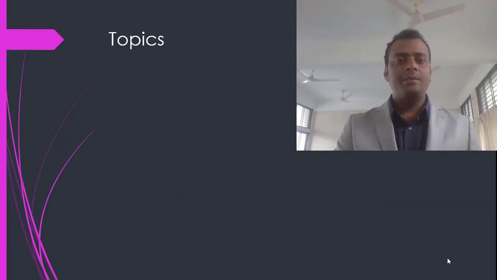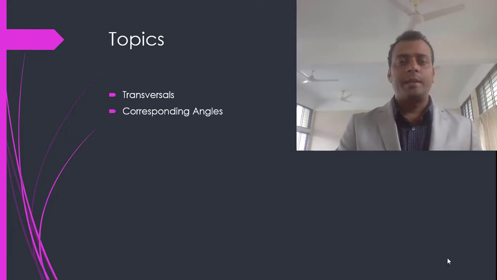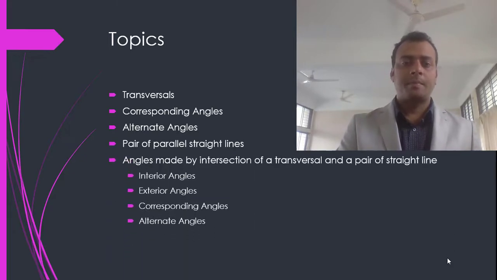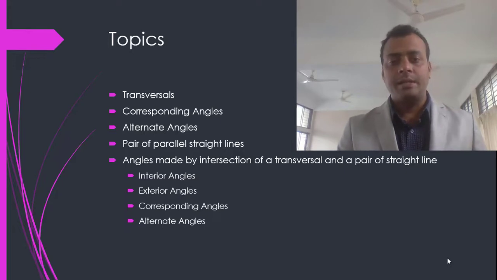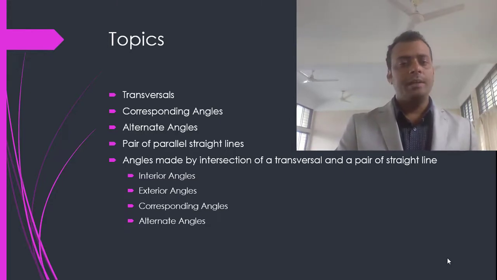Today our topic is parallel straight lines, and I have divided this topic into some subtopics. They are transversals, corresponding angles, alternate angles, pair of parallel straight lines, angles made by intersection of a transversal and a pair of straight lines, interior angles, exterior angles, corresponding angles and alternate angles.